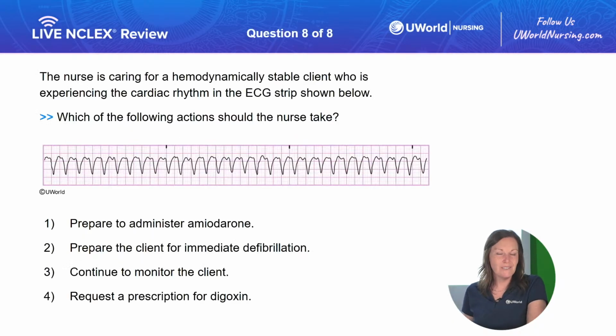All right, last question. The nurse is caring for a hemodynamically stable client who is experiencing the cardiac rhythm in the ECG strip shown below. Which of the following actions should the nurse take? Option 1, prepare to administer amiodarone. Option 2, prepare the client for immediate defibrillation. Option 3, continue to monitor the client. Option 4, request a prescription for digoxin.